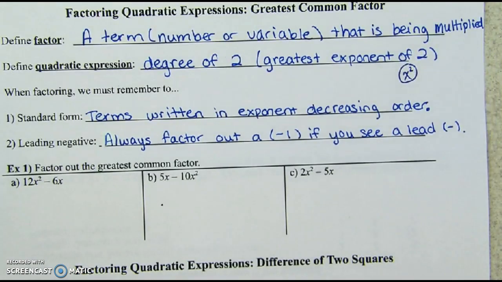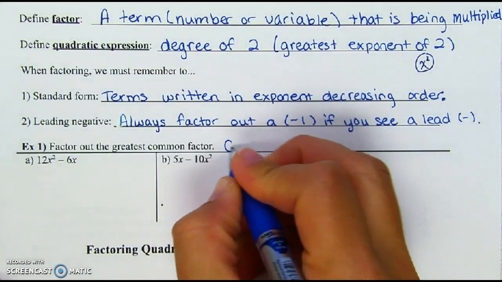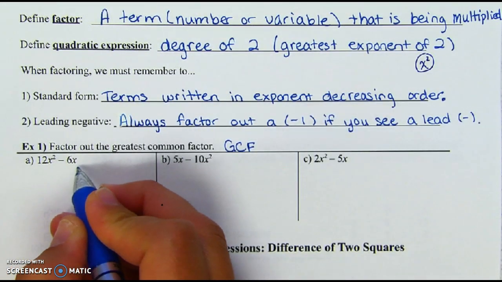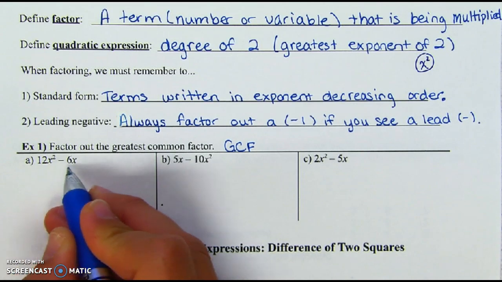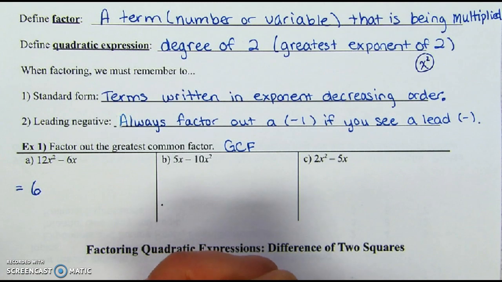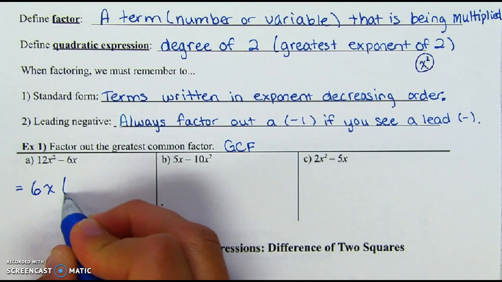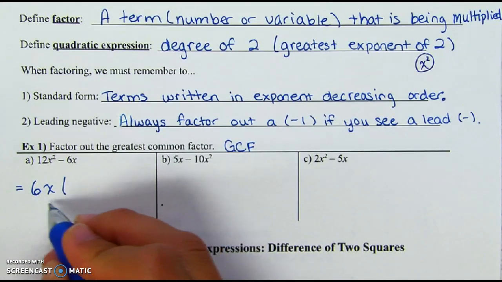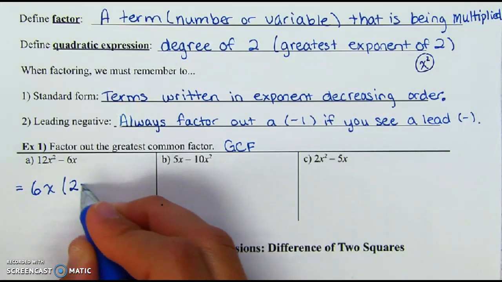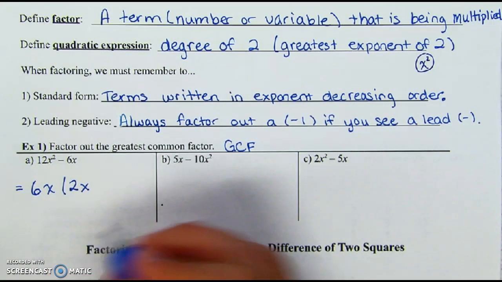Here we go. This should be familiar: greatest common factor, otherwise known as GCF. If we have 12x squared minus 6x, what number goes into 12 and 6? That would be 6. And there's an x in both of them, but just one x, so we have a 6x. When we factor out the 6x, we say 6x times what would give us 12x squared? That's going to be 2x. 6 times 2 is 12, x times x is x squared.